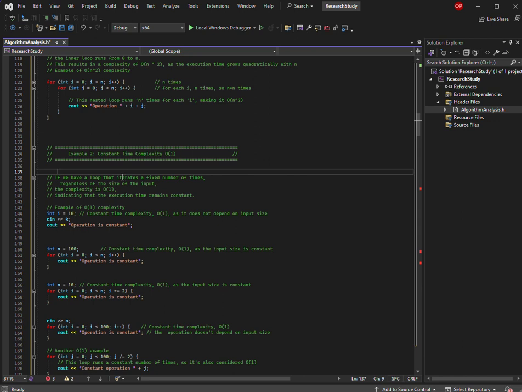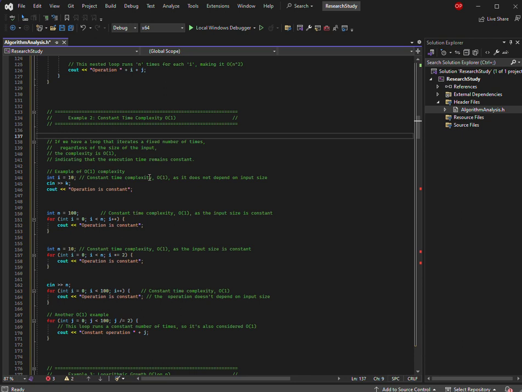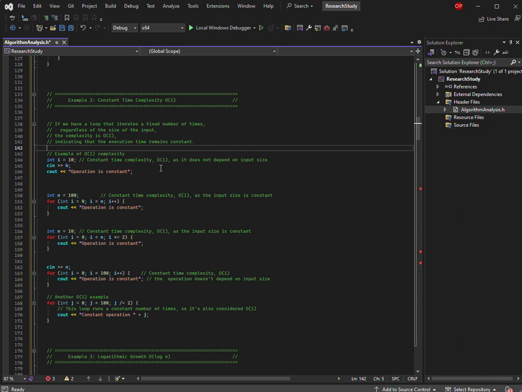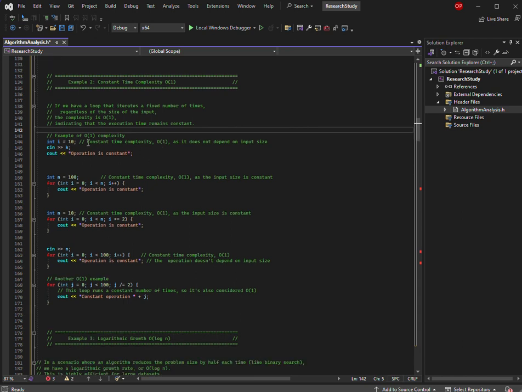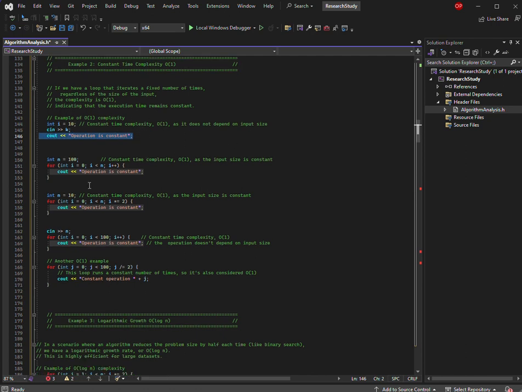In the second example, let's look at a constant time complexity. So if you have a loop that iterates a fixed number of times, regardless of the input size, the complexity is going to be O(1), indicating that the execution time is going to remain constant. So here's an example. The i is initialized to be 10, and there's an input variable, but the operation doesn't depend on any of these. So it doesn't depend on the input size, it will be constant.